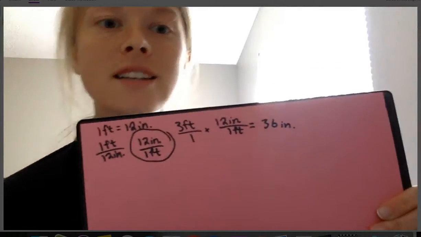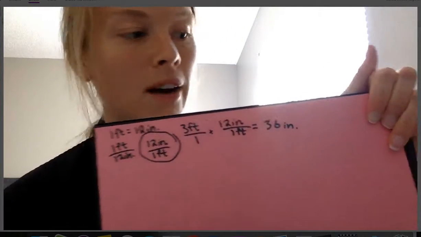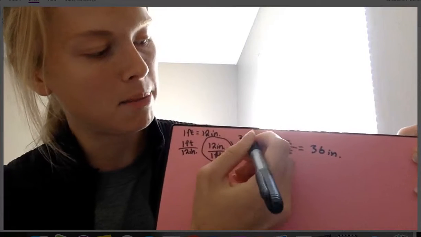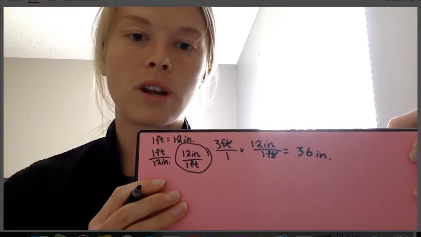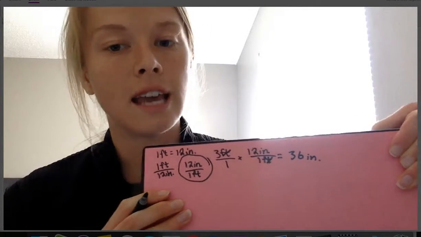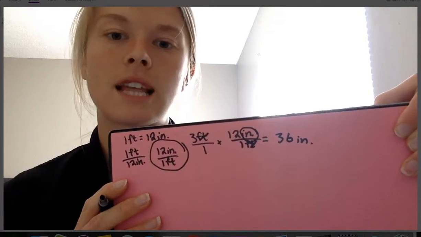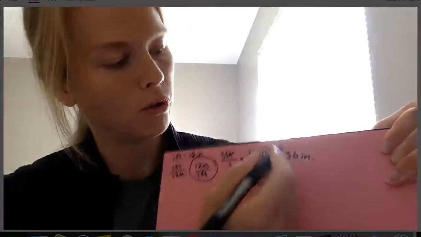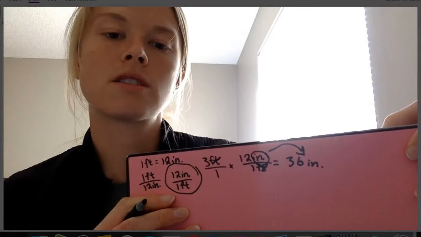How do we know that it's inches instead of feet when we get this answer? Well, we just talked about how if something is on top and bottom, it's going to cancel out. So since I have feet on top in my numerator for the first one and on the bottom for the second one, I can cross those out. And all I'm left with is this inches right here. So that inches is the unit that carries over to my answer, 36 inches.